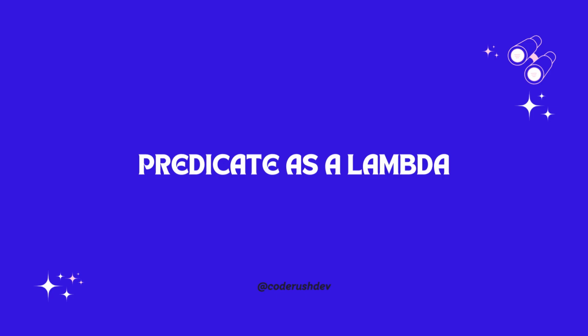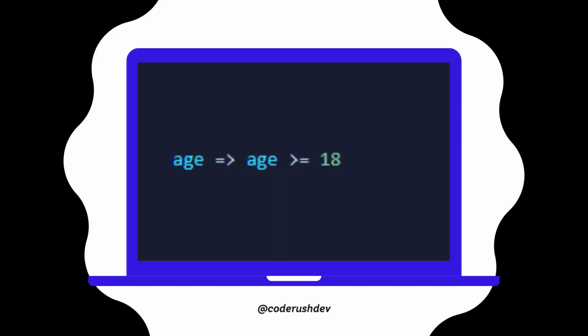Now in modern C#, we usually write predicates using lambda expressions. This is just a shorter way of writing the same function. You give it an input, it checks a condition, and it answers true or false. If a function returns a boolean, it is probably a predicate.